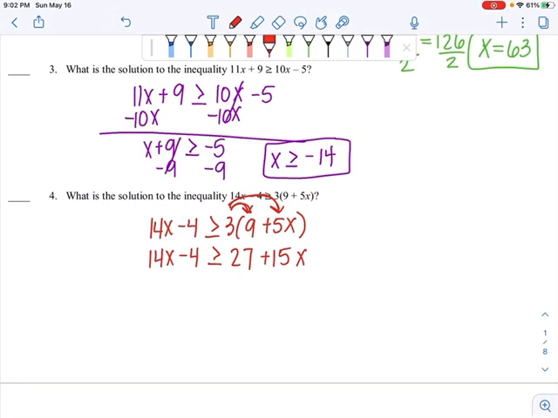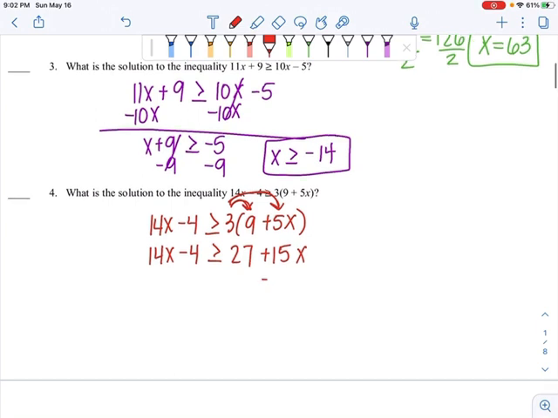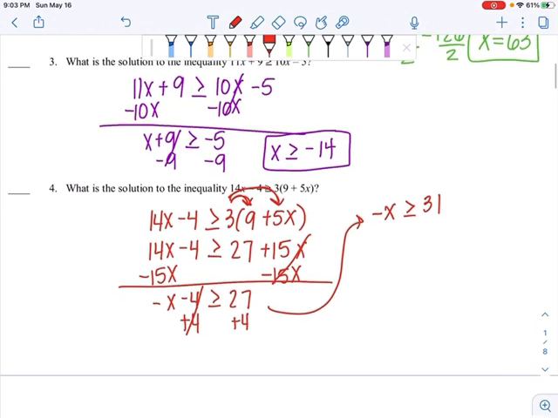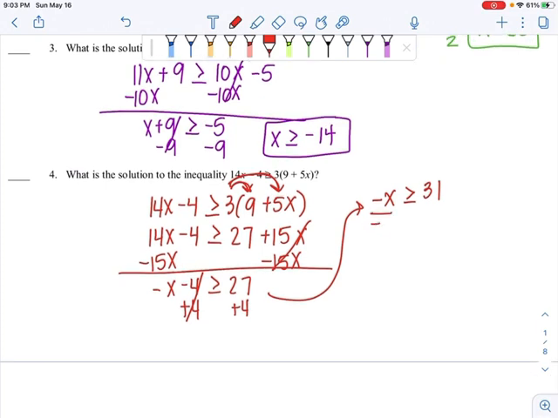So then let's go ahead and subtract 15x on both sides. I'm sorry, the 15x. So that's going to give me a negative x minus 4 is greater than or equal to 27. I can add 4 to both sides, and that'll give me negative x is greater than or equal to 31. And remember, when I have a negative sign in front of a variable, that means I can divide both sides by a negative 1, because that's technically a 1 in front of the x. So I'm going to go ahead and divide by negative 1 on both sides.